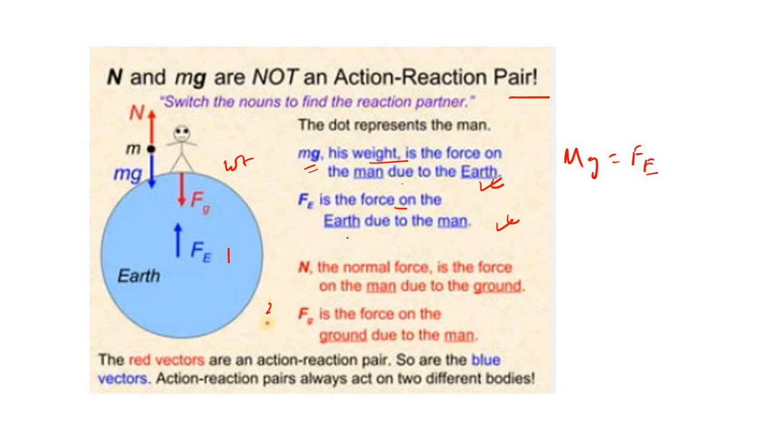Now coming back to the second point I explained: when the person touches the ground, there is a normal reaction. The normal force is the force on the man due to the ground, and Fg is the force on the ground due to the man. So this is the second example of an action reaction pair. I hope this is clear. If you look at this diagram, there are red and blue vectors. Red is showing the action reaction pair. The action reaction pair always acts on different bodies. As you can see here, one is happening on the man, one is happening on the ground. So they will always happen on different bodies.